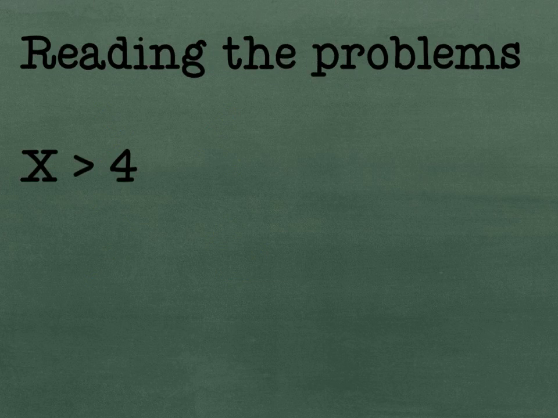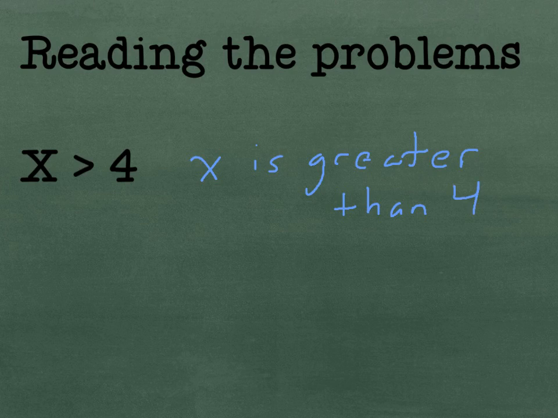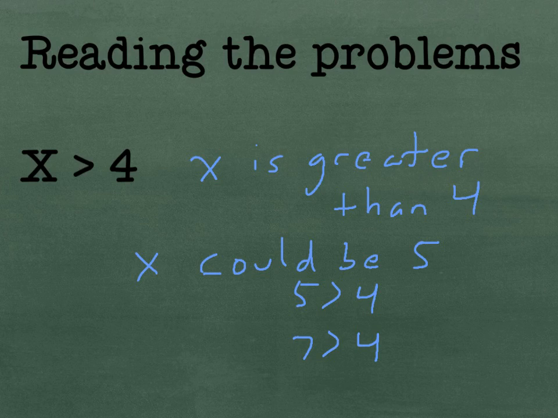When we read these problems, we need to think in our head of what happens. So for example, in this question, this reads, x is greater than 4. This means that x could be 5, because 5 is greater than 4. X could be 7, because 7 is greater than 4. X can be any number I want as long as it's bigger than 4, and it makes that a true statement.